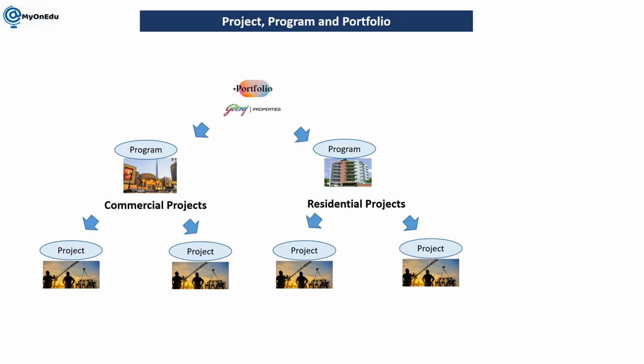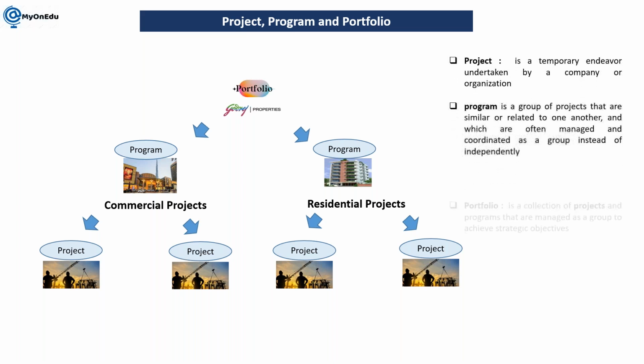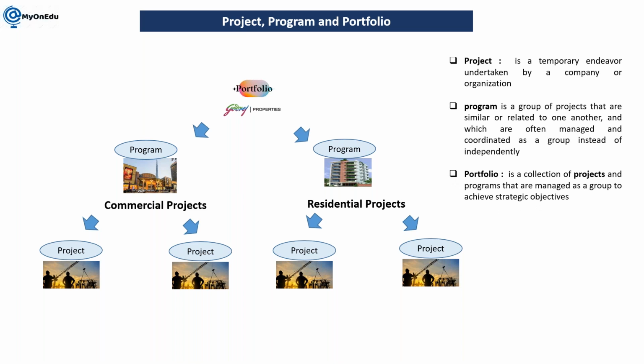So here is the concept of program, portfolio and project. Basically, a portfolio is a collection of projects and programs that are managed as a group to achieve strategic objectives. We'll understand what strategic objectives are, but as a definition, a portfolio is a combination of similar programs and similar projects. And a program is a concept: a group of similar projects.